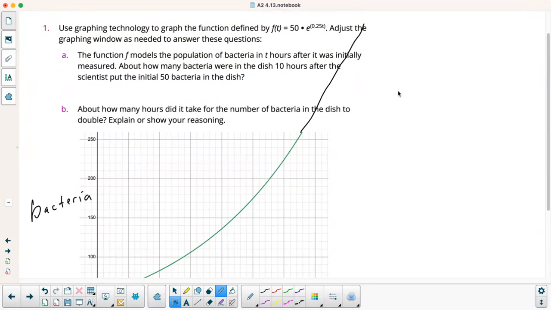Okay. So since I have a function, I'm going to just plug in 10. I'm going to say f of 10 equals 50 times e to the 0.25 times 10. All right, and I always like to multiply this first because sometimes if you try to type it all in, your calculator will only take e to the 0.25, and then it'll multiply the whole thing by 10. So I would do 0.25 times 10, and I'm probably going to get 2.5. So I'm probably going to type it in like this.